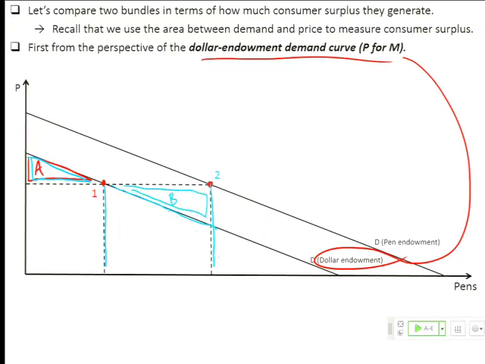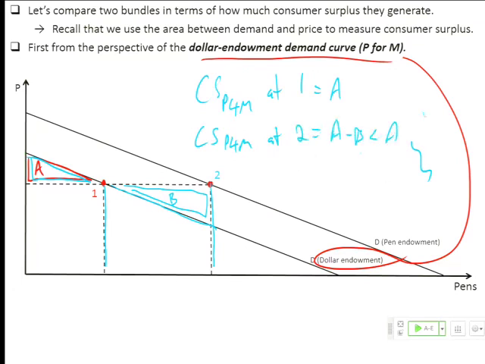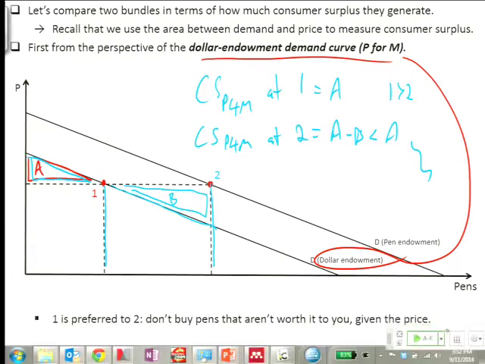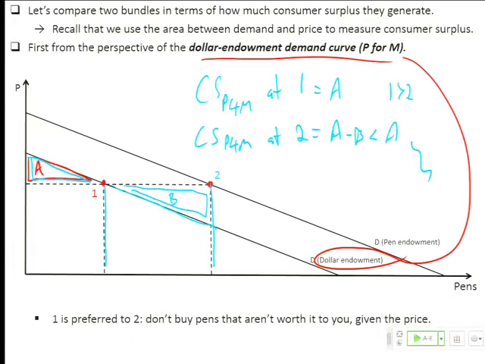Okay. So this is an extremely simple piece of welfare analysis. We are analyzing the welfare or well-being or happiness or wealth, the utility outcome in dollar terms for this particular individual. All right. So the consumer surplus of a pens-for-mugs person at bundle 1, 5 pens at 90 cents each, is equal to A. Right. So they're buying every pen that is worth it to them given the price. And then if they were forced to consume at 2, it would be A minus B, which is obviously less than A. Therefore, 1 is strictly preferred to 2. Fine. Makes sense? Basic lesson: don't buy pens that aren't worth it to you, given the price. Okay? That's what we use this model for. Super simple. Don't go to sleep. I know this is super simplistic.